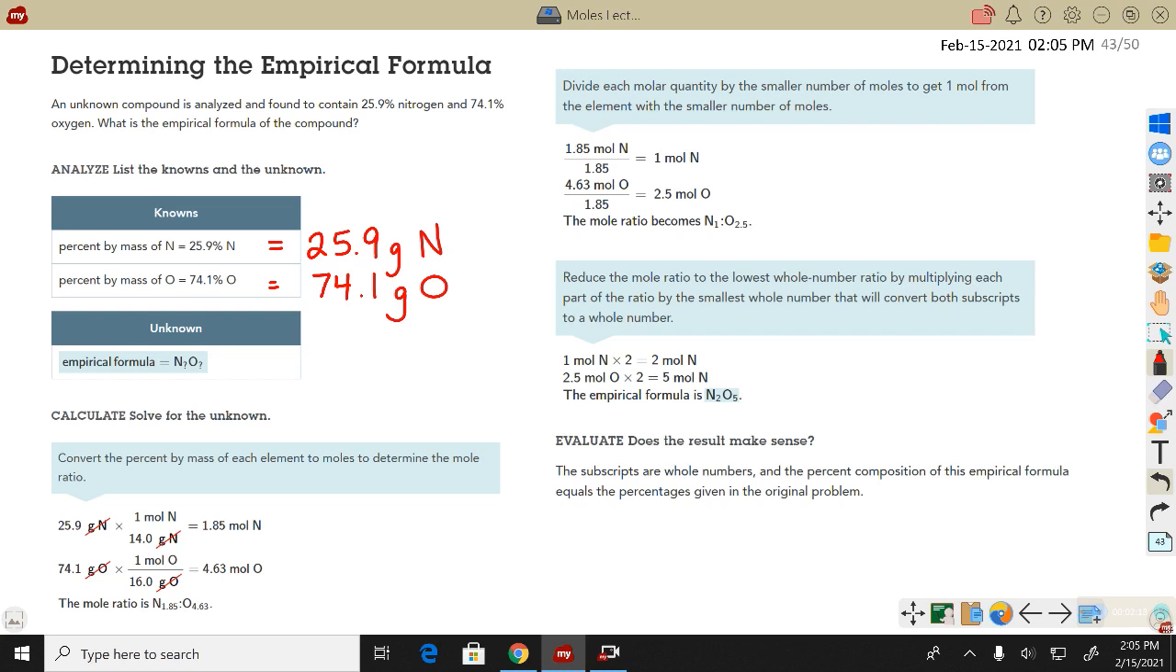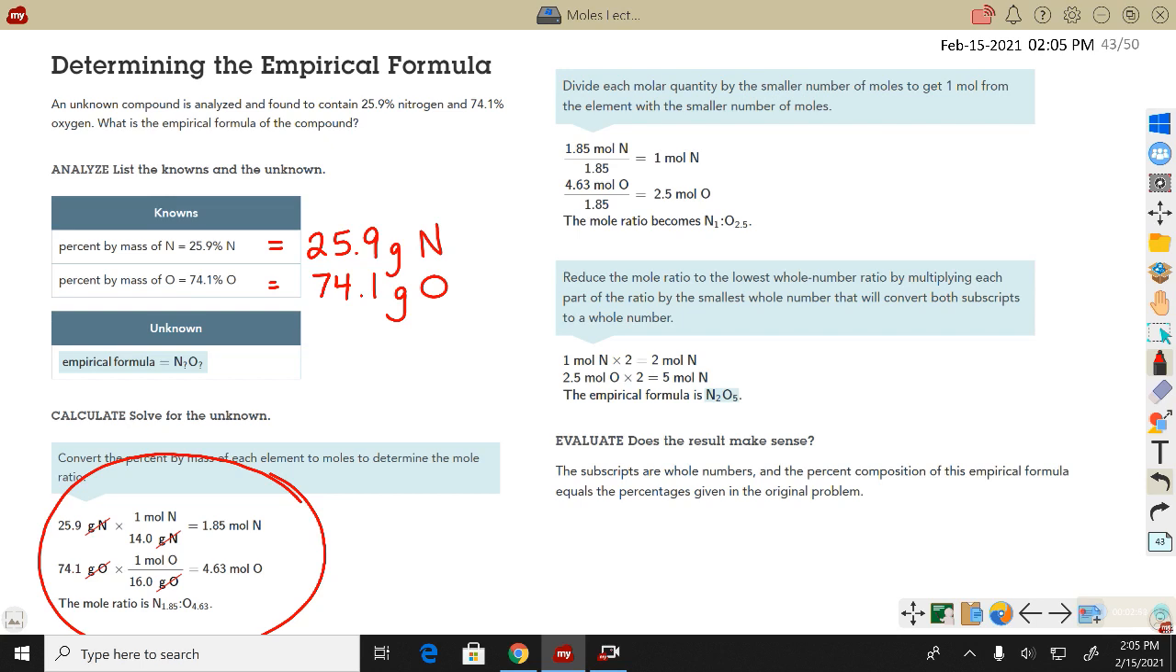All right, once we've got grams of each element, we want to switch grams into moles. And that's what we've got down here. Take each of those grams, cancel grams, which is just your molar mass on the periodic table. We want moles on top, 1 mole. So we're going to divide. And then we get moles of each element. Okay, cool. Well, here I get 1.85 moles of nitrogen and 4.63 moles of oxygen, which are obviously not whole numbers.